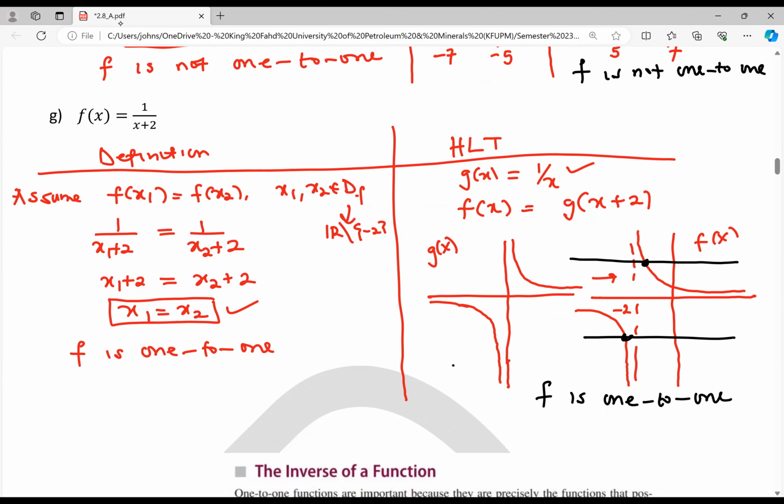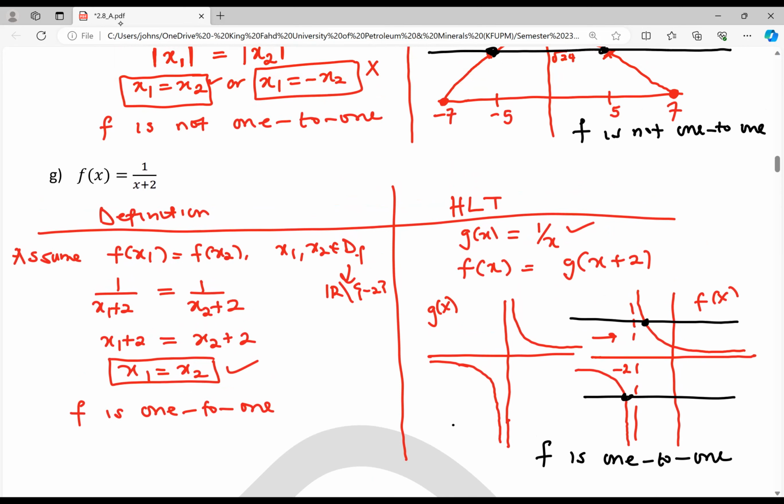Okay. So what have we done so far? We've used both the definition and the horizontal line test to check whether a function is 1 to 1 or not.